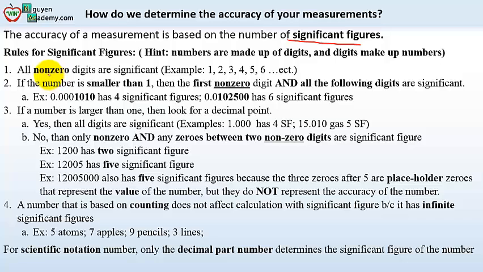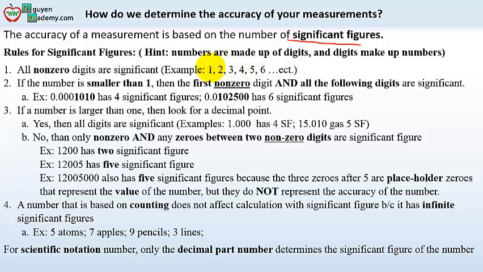The first rule is all non-zero digits are significant. What are non-zero? Numbers that are not zero, which is 1 all the way to 9. So all those numbers 1 through 9 will be significant.